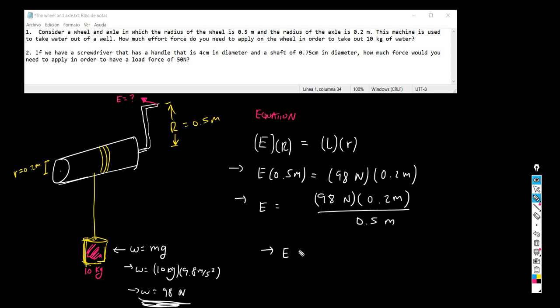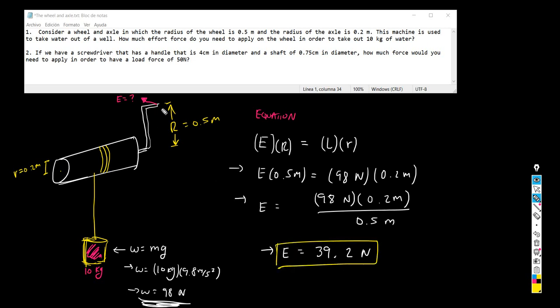And let's just calculate all of this. Let's do all of this arithmetic. Let's use a calculator. And you're gonna get 39.2 newtons. And this would be the answer.